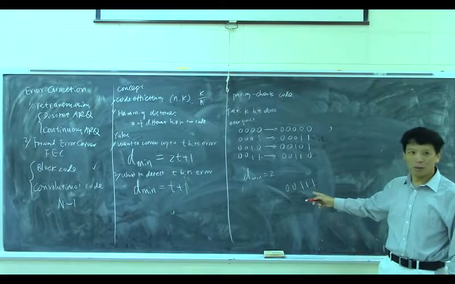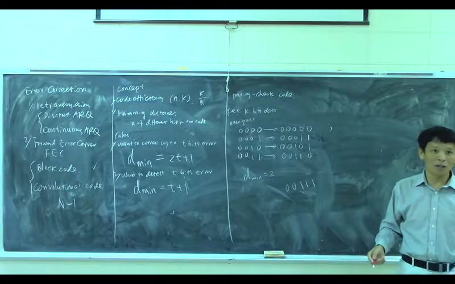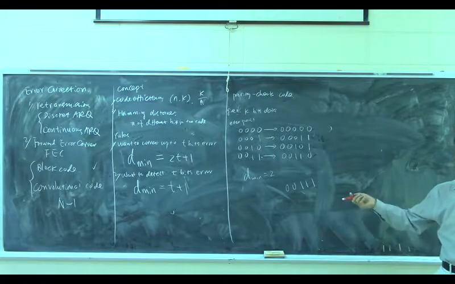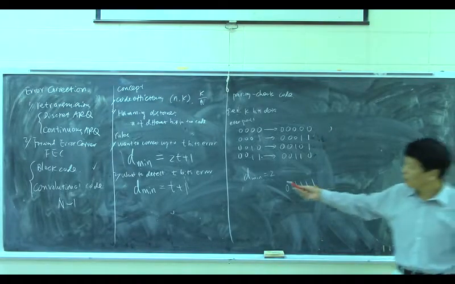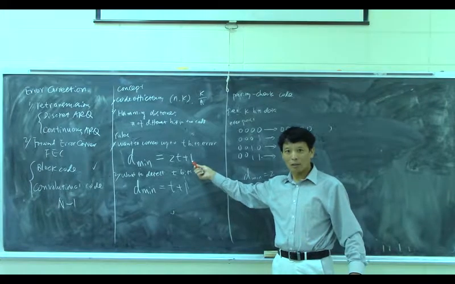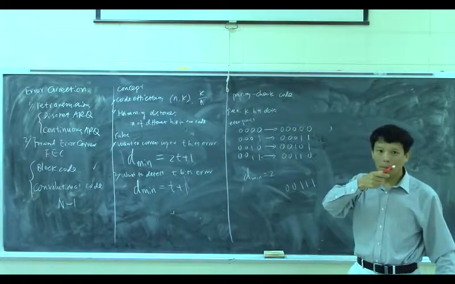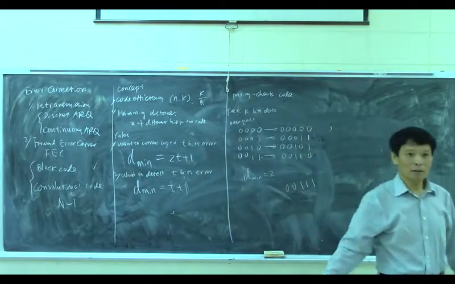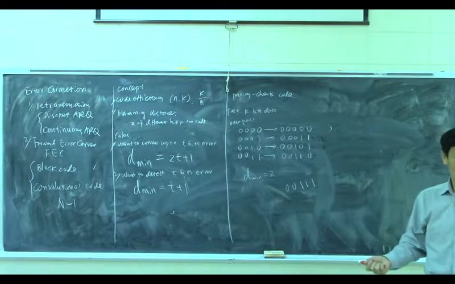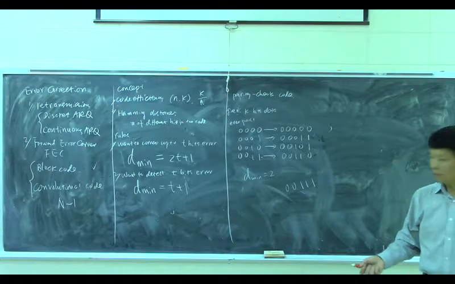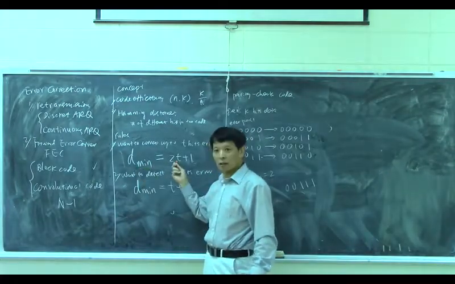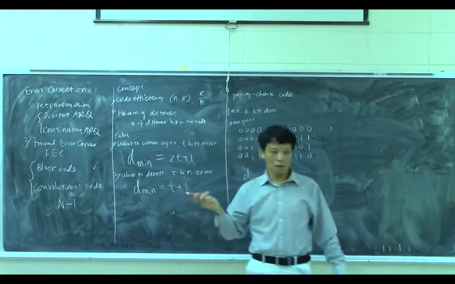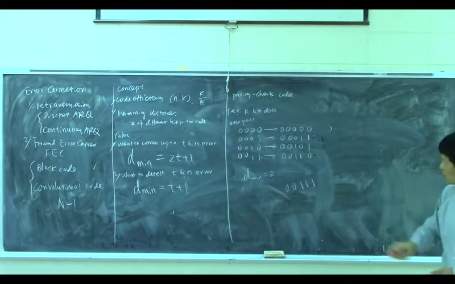The question is, do we know which one is wrong? That means we need to correct it. So how many bits can we correct? What's the capability for error correction? What is t for this one? We want to correct, right? What is t here? T is an integer, right? Minimum distance equals 2. What is t?